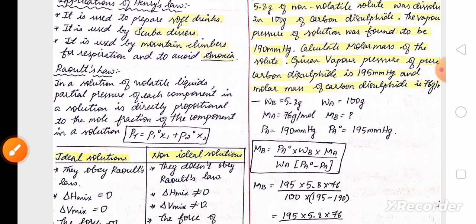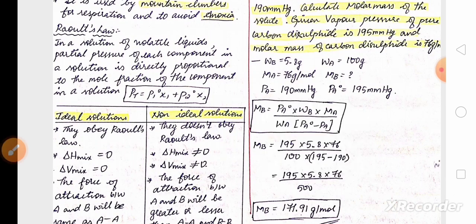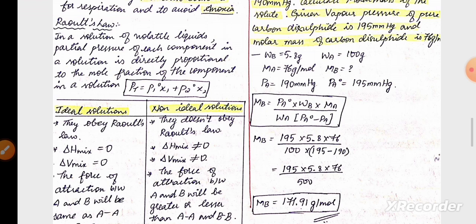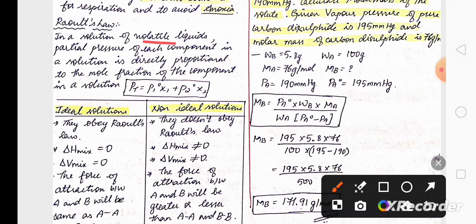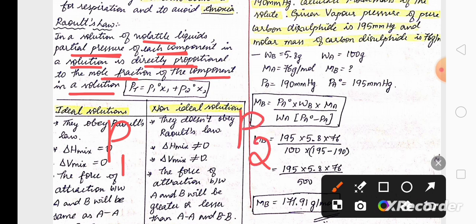One more important law in this chapter is Raoult's law, and this law states that in a solution of volatile liquids, partial pressure of each component in the solution is directly proportional to the mole fraction of the component in the solution. Partial pressure of each component, whether it is 1, meaning solvent, or partial pressure of solute, 2. For solvent we can give the symbol A or 1. For solute we can give the symbol B or 2.